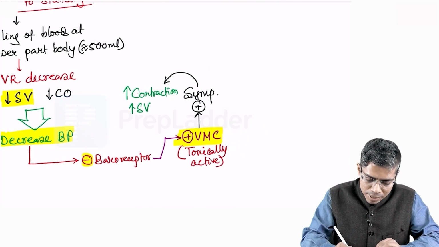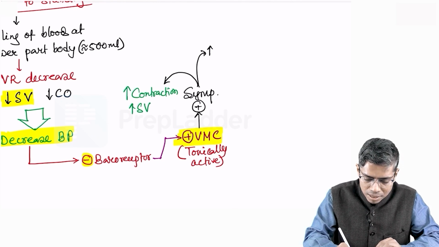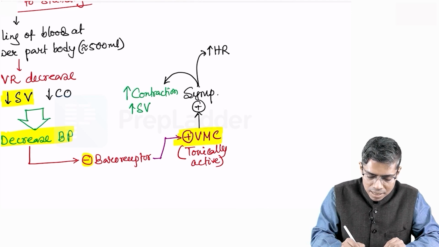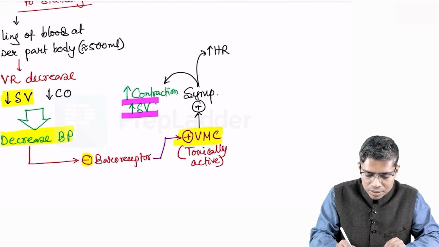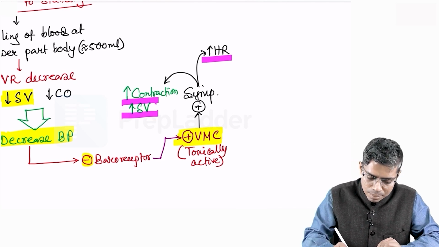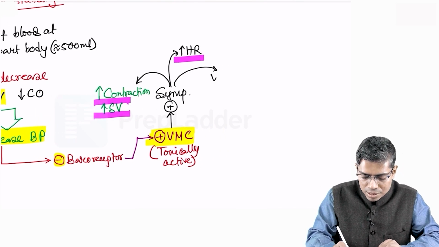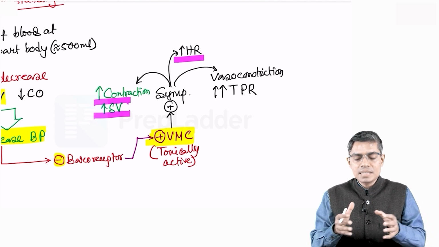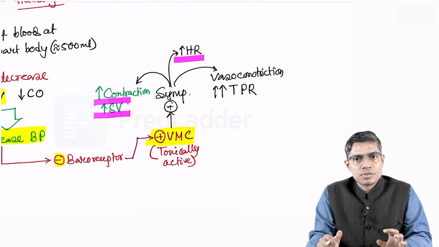Not only that, the sympathetic system is going to increase the heart rate of the person also. So the multiplication product of heart rate and stroke volume is going to increase the cardiac output. Not only that, the sympathetic system is also going to cause vasoconstriction. So if there is vasoconstriction, what will happen to the TPR or total peripheral resistance? It is going to be high. Increase TPR, total peripheral resistance, will be high.